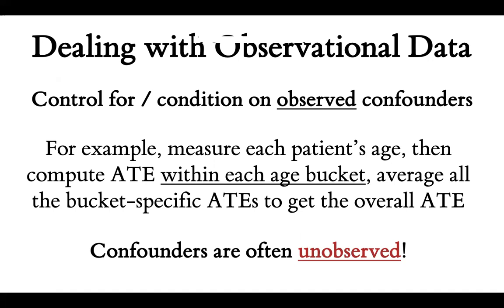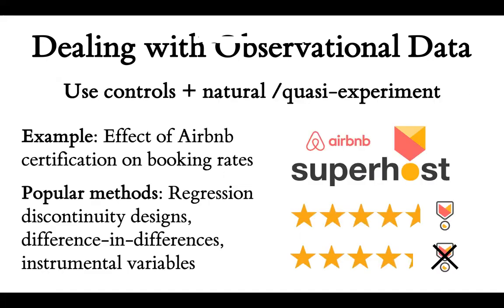And then I can take the average over those bucket specific effects. This is fine if you believe the very strong assumption that all your confounders are observed. But in general, your confounders are going to be unobserved confounders. A strategy that comes midway between assuming no unobserved confounders and running an experiment is something called a quasi-experiment. So you can use natural experiments or quasi-experiments along with controlling for unobserved confounders.